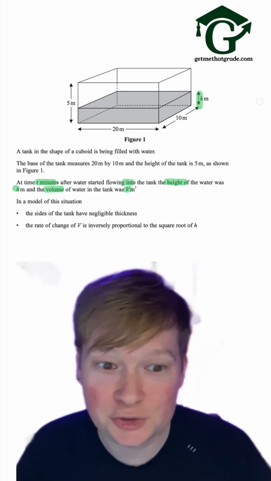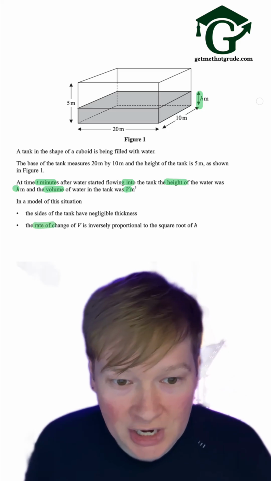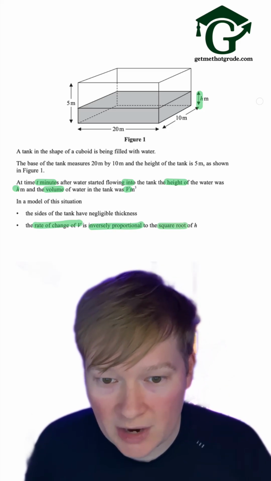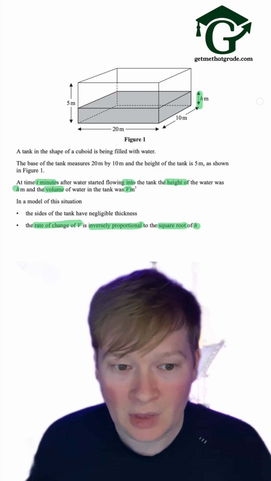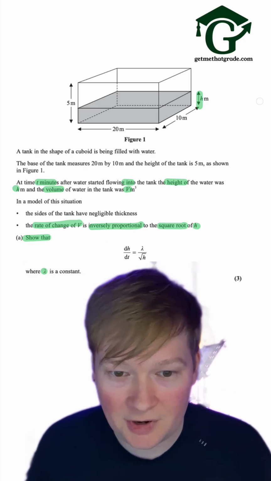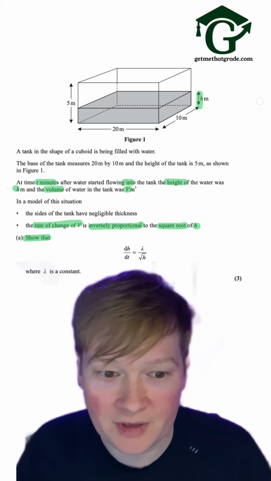In a model of this situation, the sides of the tank have negligible thickness, and the rate of change of V is inversely proportional to the square root of h. We're asked to show that this equation holds, where lambda is a constant. How can we get started with this?